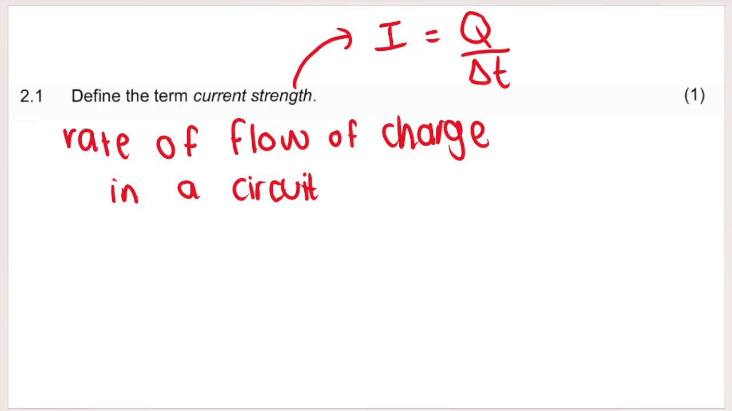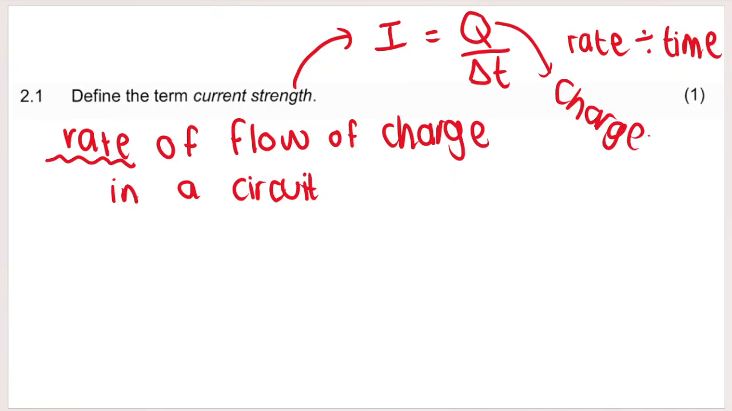So rate, every time you see the word rate, I want you to think divide by time. So rate is dividing by time. Okay, cool. So rate divided by time, the formula, that makes sense. The rate of flow of charge, and we know that Q is charge. So a lot of the times in physics and in chemistry, you can look at the definition, the formulas, and it helps you get the definition.